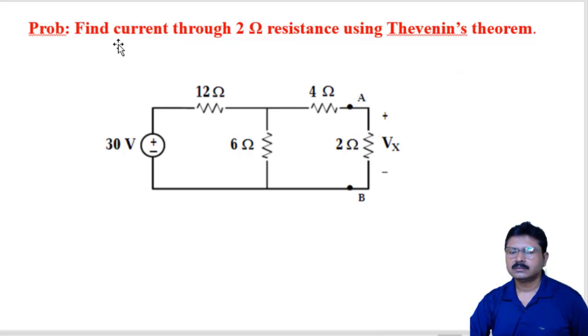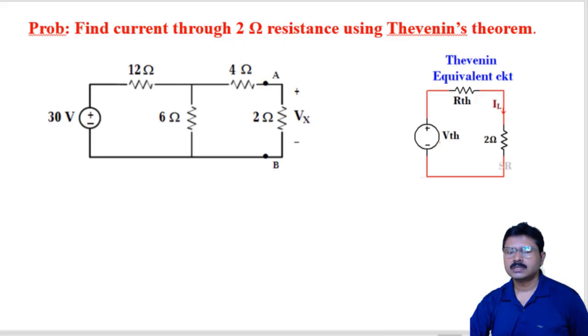The problem tells us to find out the current through the 2 ohm resistance using Thevenin theorem. So this is the 2 ohm resistance, so this is the load resistance. So what do we have to do? First we should draw the equivalent circuit. The equivalent circuit must have the VTH and RTH. Just draw this VTH RTH. That will be connected with the load resistance. This is 2 ohm. So this is the Thevenin equivalent circuit.